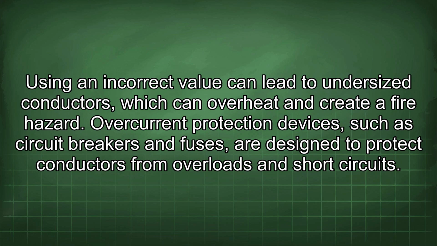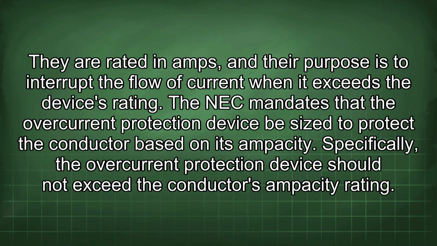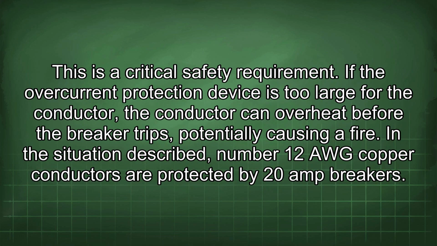Overcurrent protection devices, such as circuit breakers and fuses, are designed to protect conductors from overloads and short circuits. They are rated in amps, and their purpose is to interrupt the flow of current when it exceeds the device's rating. The NEC mandates that the overcurrent protection device be sized to protect the conductor based on its ampacity. Specifically, the overcurrent protection device should not exceed the conductor's ampacity rating. This is a critical safety requirement.